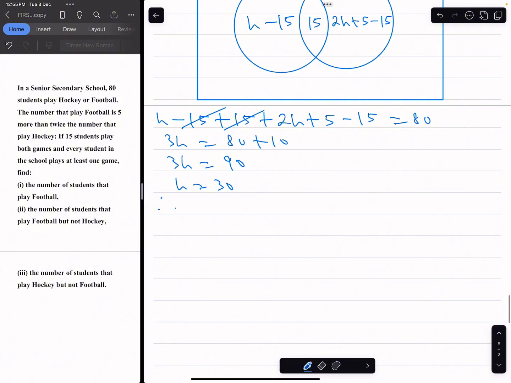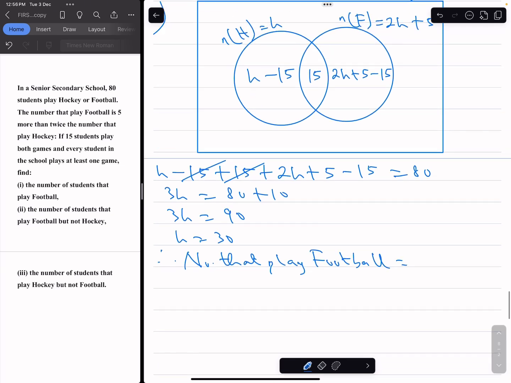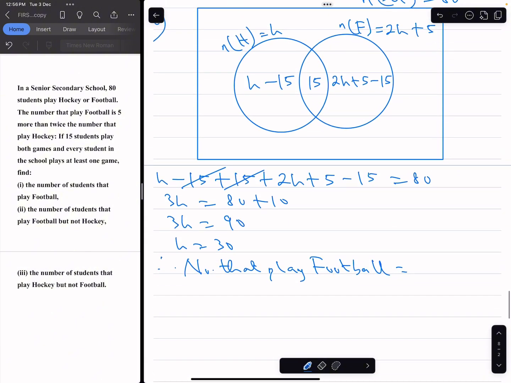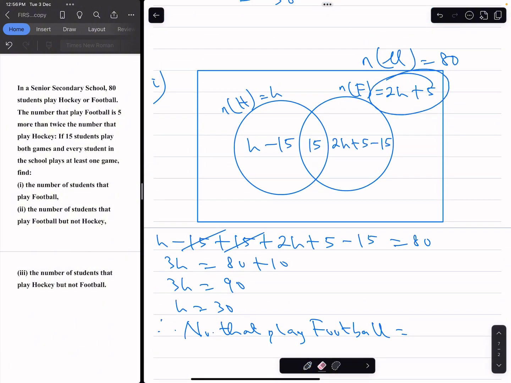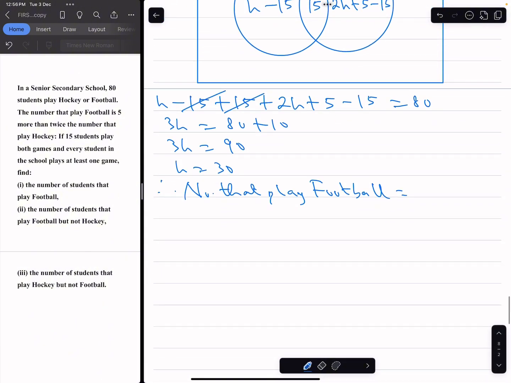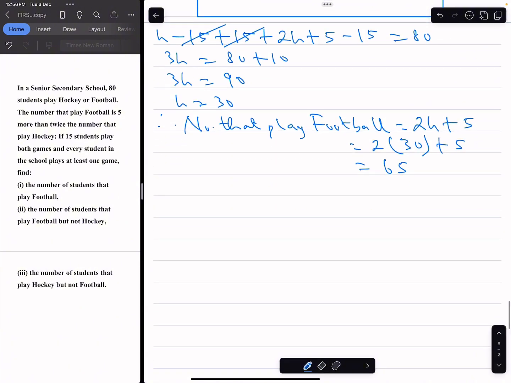So that therefore means the number that play football is equal to 2h plus 5. That's the total number of elements in the set F. 2h plus 5 is equal to 2 times 30 plus 5, and that's 60 plus 5, which is 65. Now let's go to Roman figure 2.